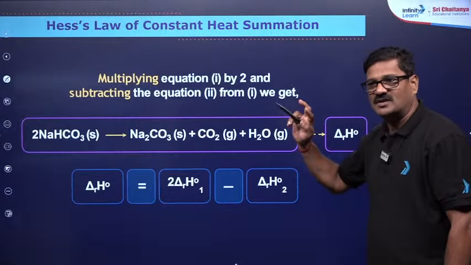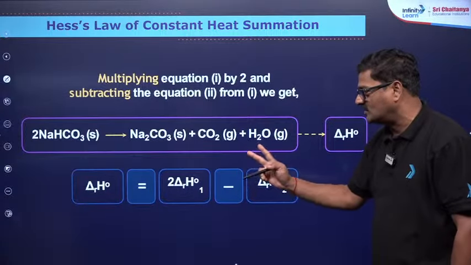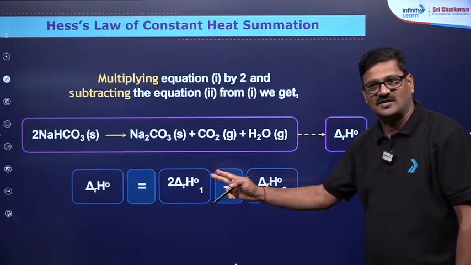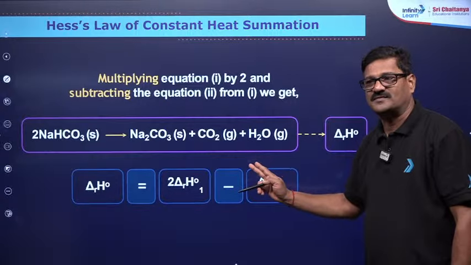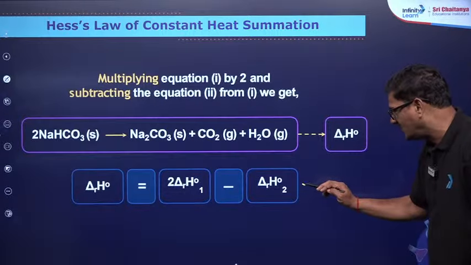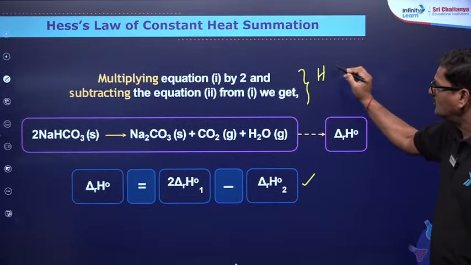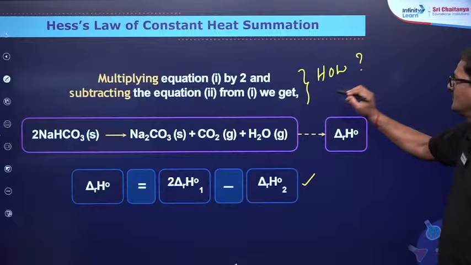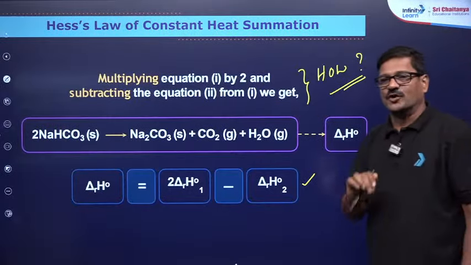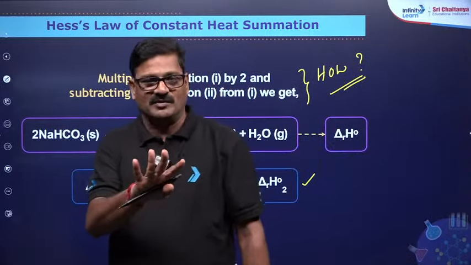So I mean to reverse this. So you are going to get enthalpy of reaction is equal to 2 into enthalpy of 1 minus enthalpy of 2. So this is the key point you need to understand. This is how you have to do. So if you do so, 4 marks will be yours.